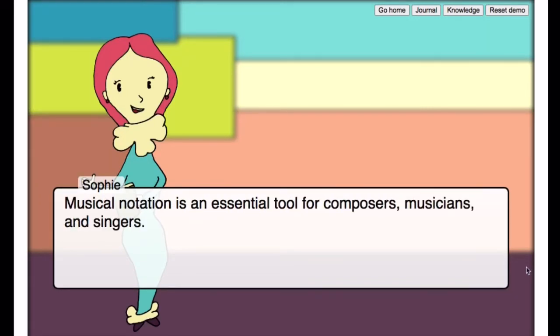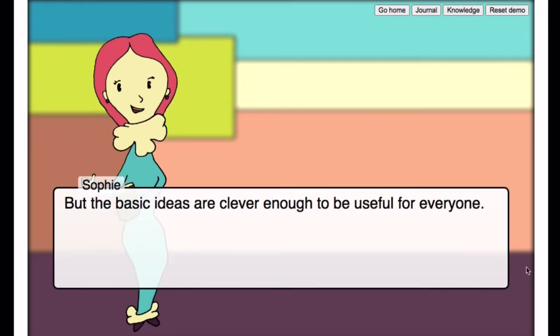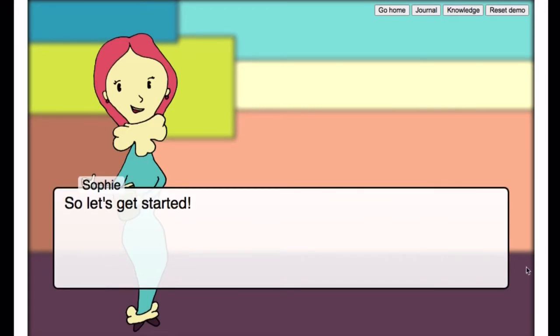Musical notation is an essential tool for composers, musicians, and singers, but the basic ideas are clever enough to be useful for everyone. So let's get started.